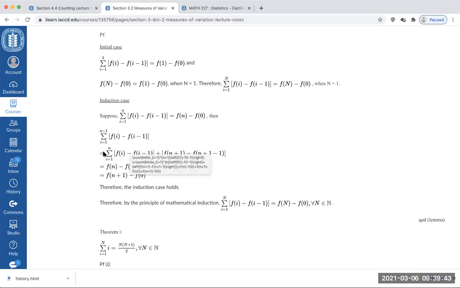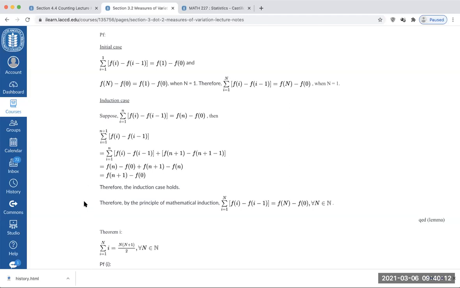But I know that this term here, by the induction hypothesis, is f of n minus f of 0. And this last term is f of n plus 1 minus f of n. The f of n's cancel, so you just get f of n plus 1 minus f of 0. Therefore, this formula works when I replace n by n plus 1. Therefore, the induction case holds.